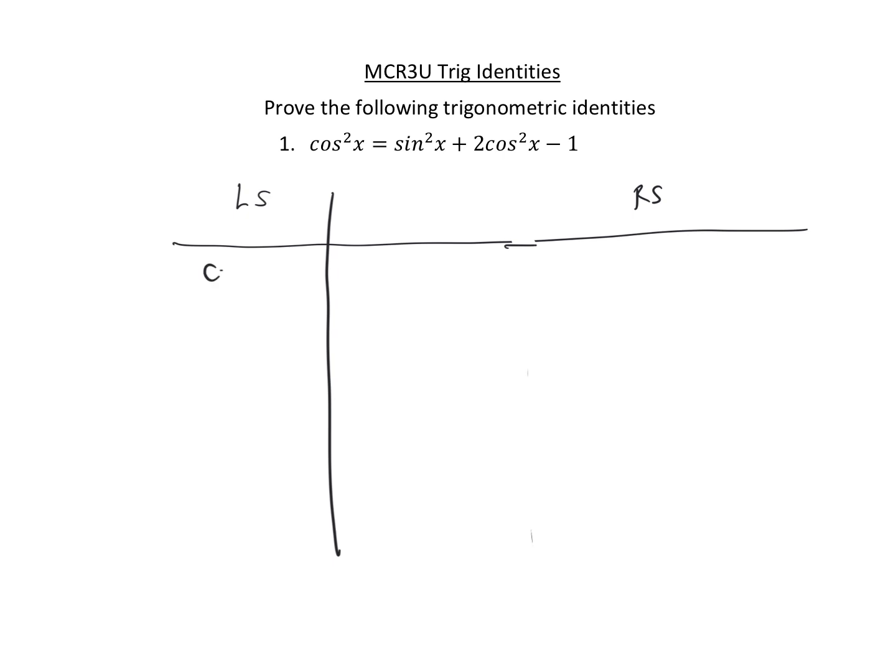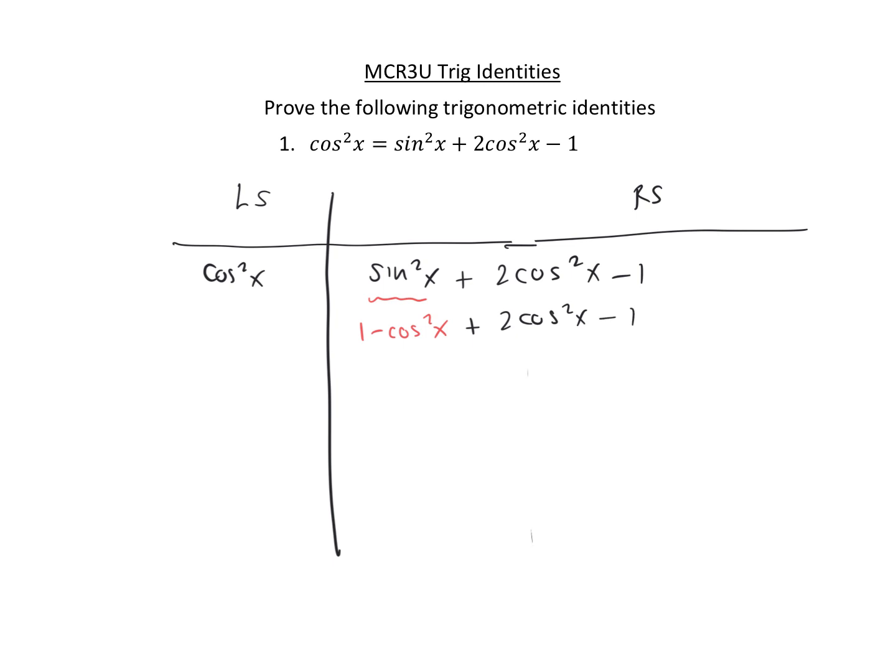On the left side we have cosine squared x, so not much to do there. On the right side we have sine squared x plus 2 cos squared minus 1. Everything's in sine and cosine, so that's fine. On the left we have cosine and only cosine. On the right I see this sine squared that I don't really want, and the 1. So I'm going to replace the sine squared with 1 minus cos squared, so I have something with cos in it instead of sine.